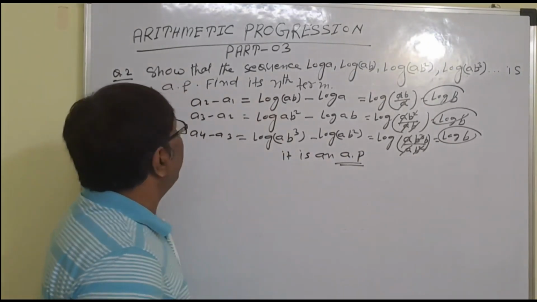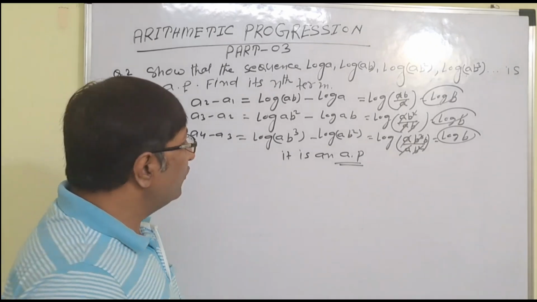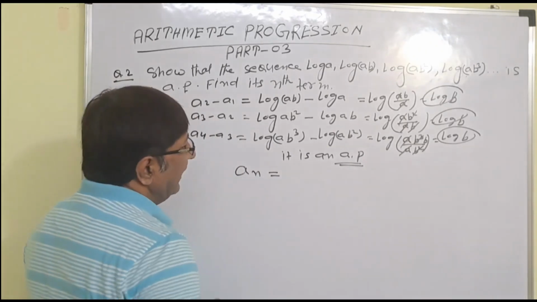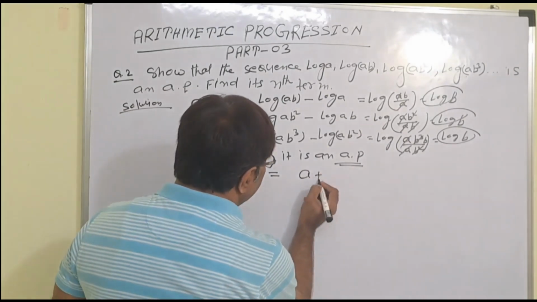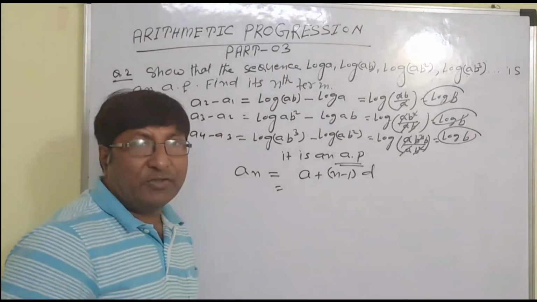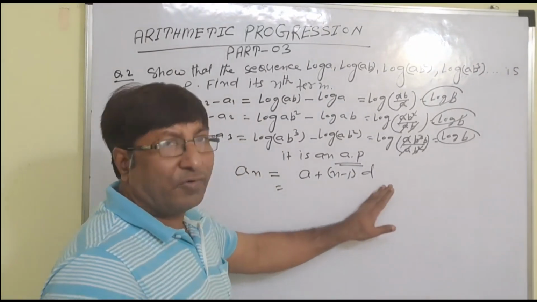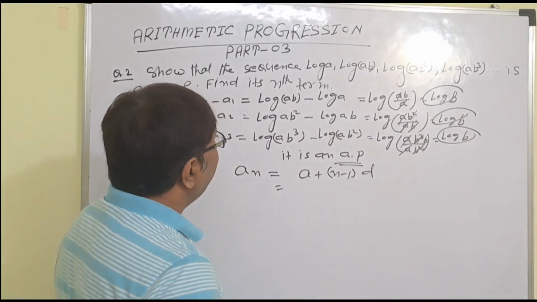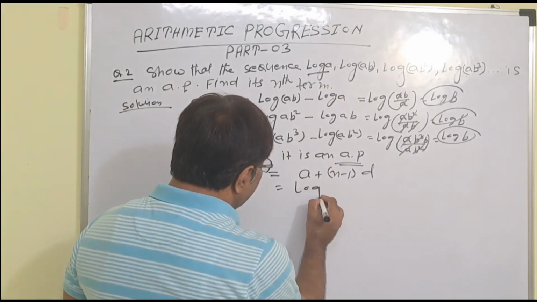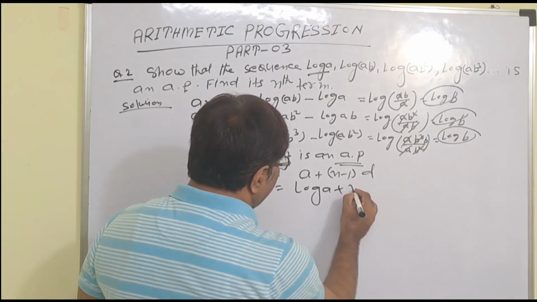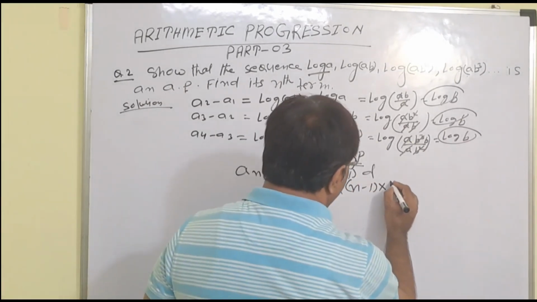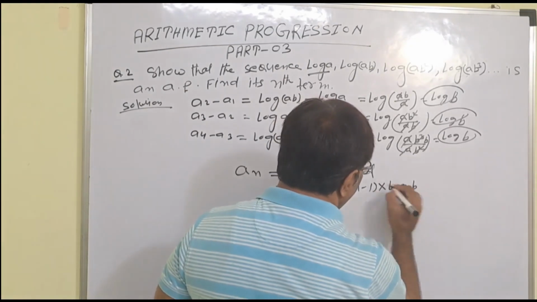Now we have to find its nth term. You know the nth term formula of an AP is a plus n minus 1 into d. Here a is the first term and d is the common difference. So here the first term a is log A, so this is log A plus n minus 1 into d, which is log B.